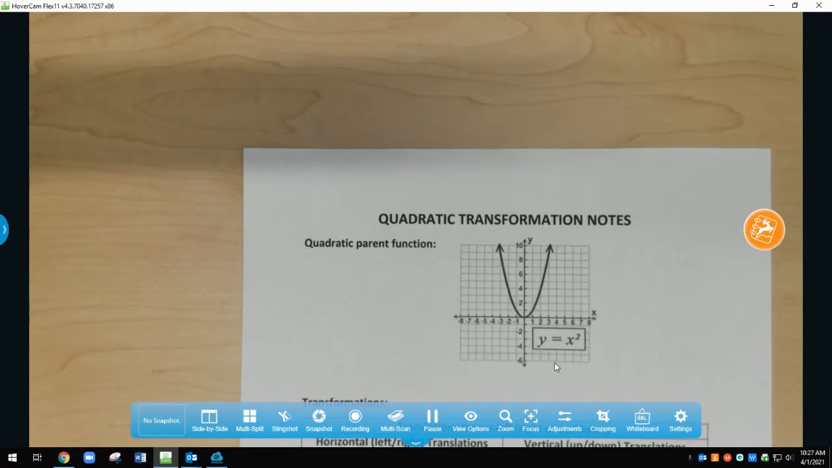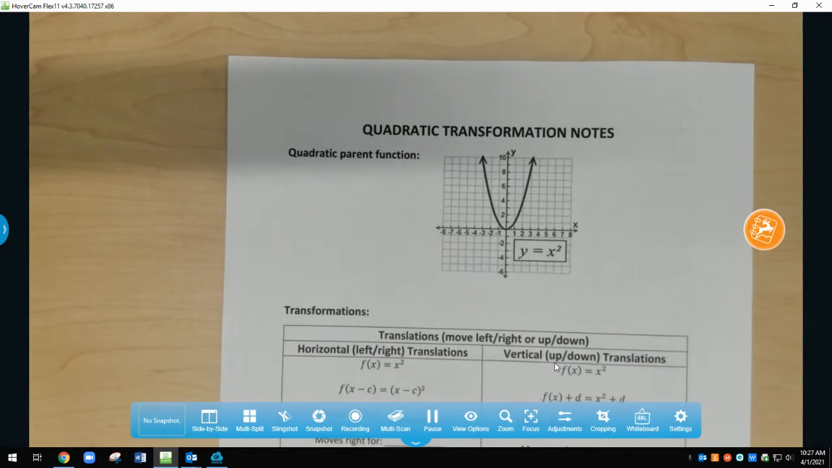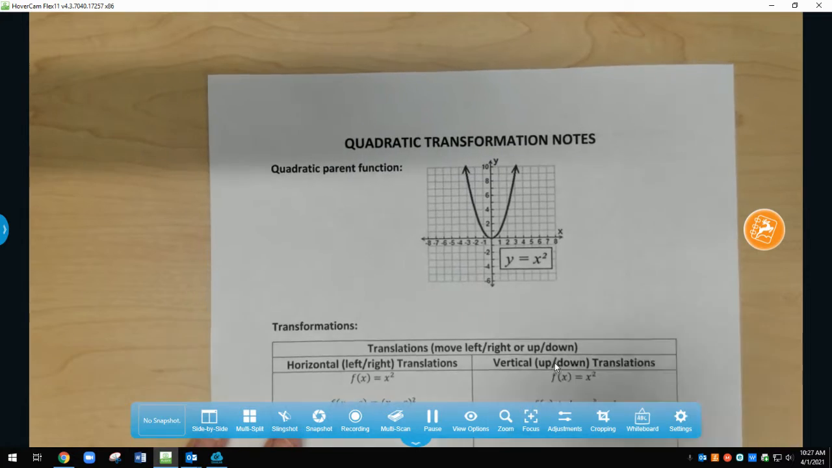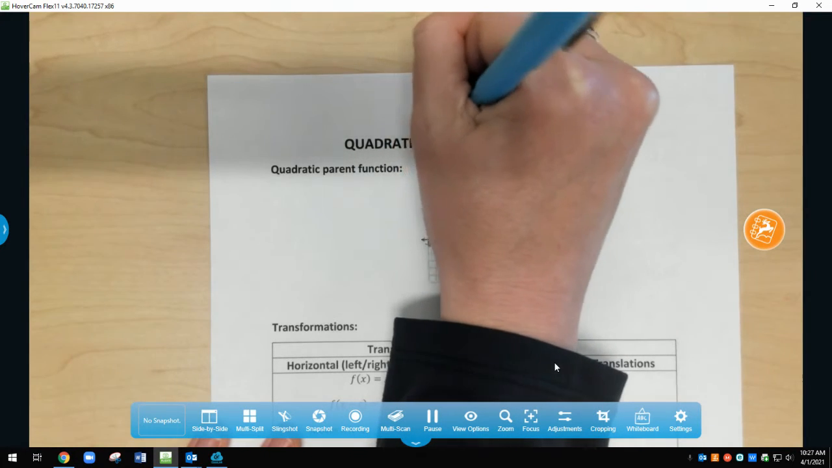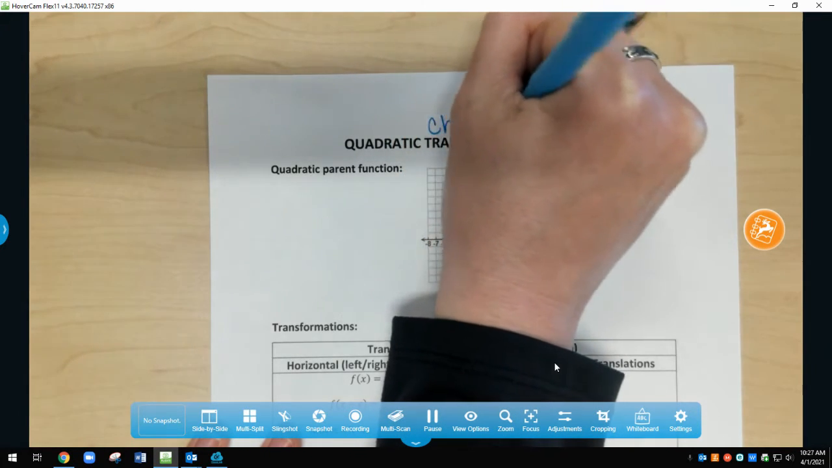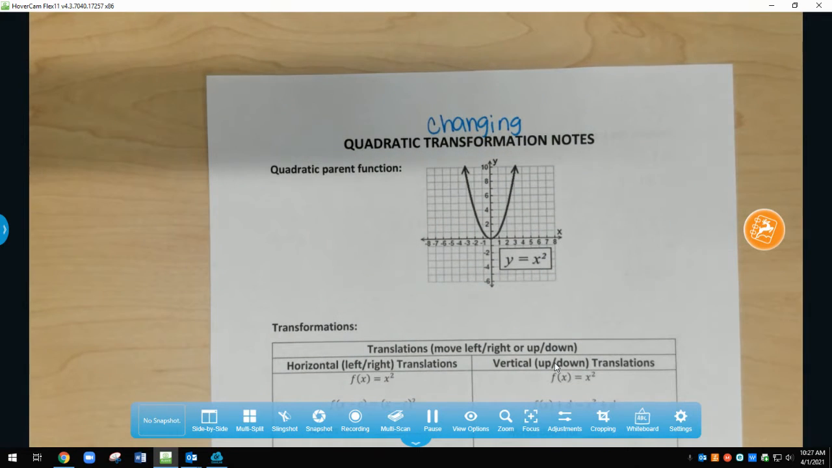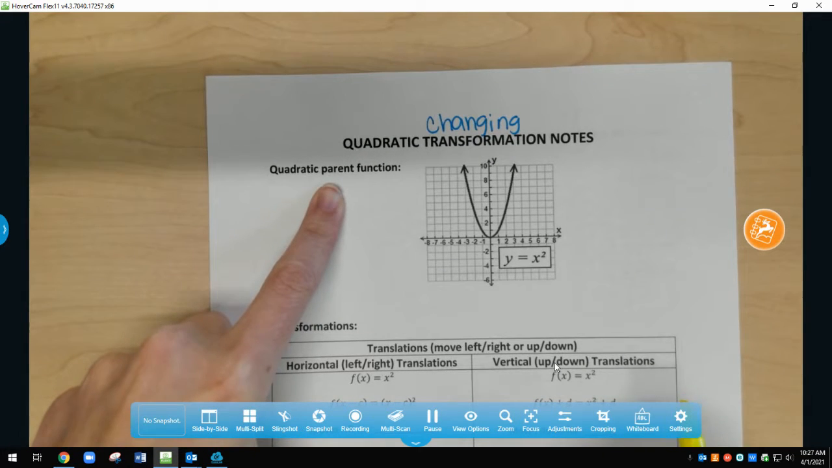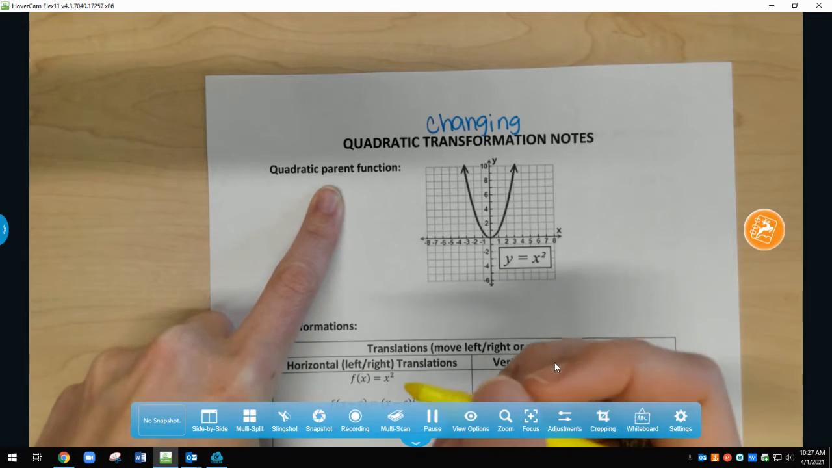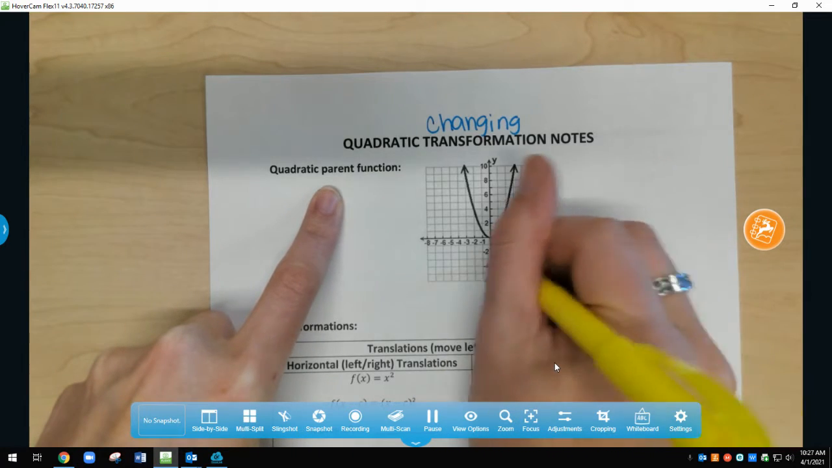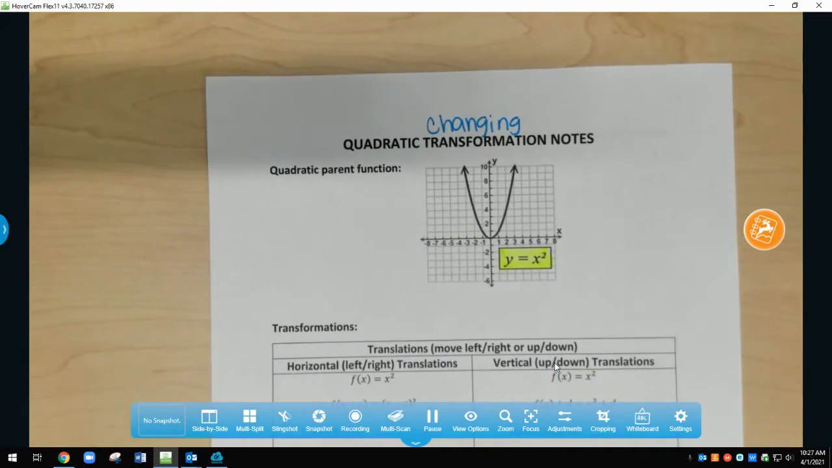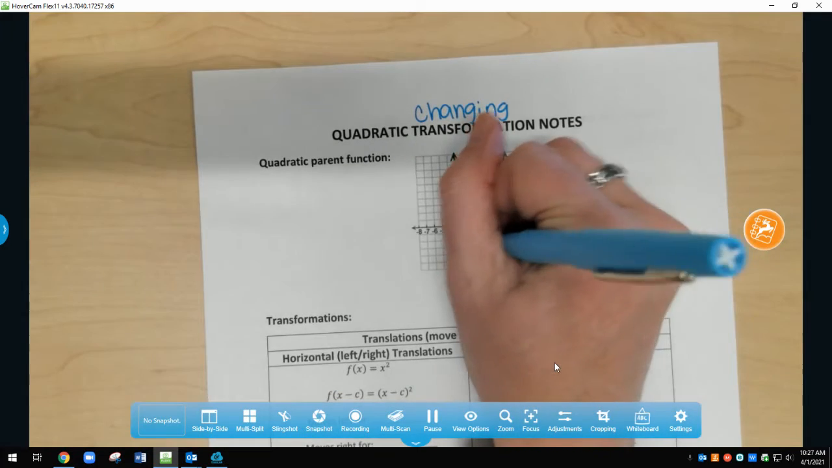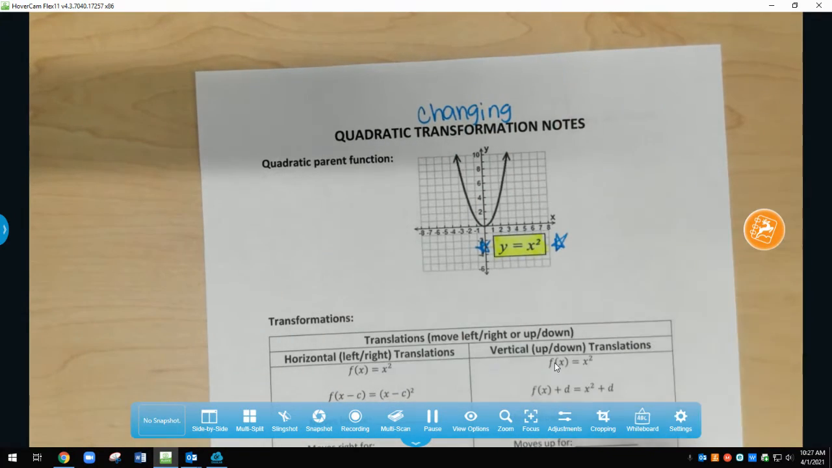Okay, so quadratic transformations are what we're doing today. Remember, to transform something means we are changing it. Okay, so in order to change something, you have to start with something. So we always start with the quadratic parent function since we're dealing with quadratics. So the parent function, and you're going to need to remember this, is y equals x squared. So highlight it, put stars by it, whatever you need to do.